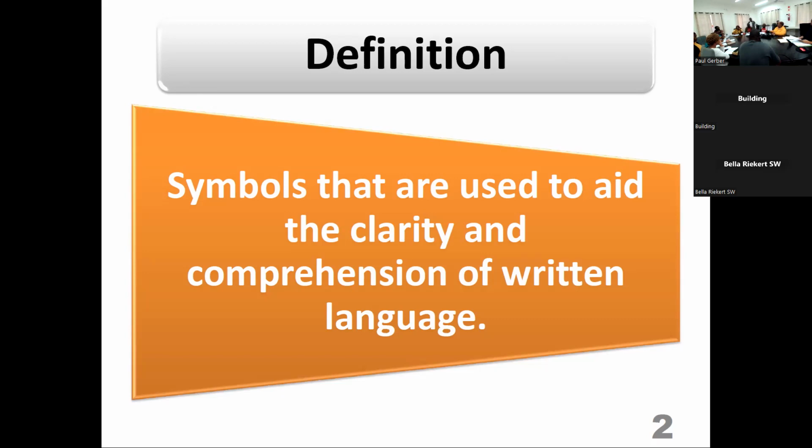So that is what punctuation is. They're symbols that are used to aid the clarity and the comprehension of the written language. Okay, I'll give you a moment just to take that down.